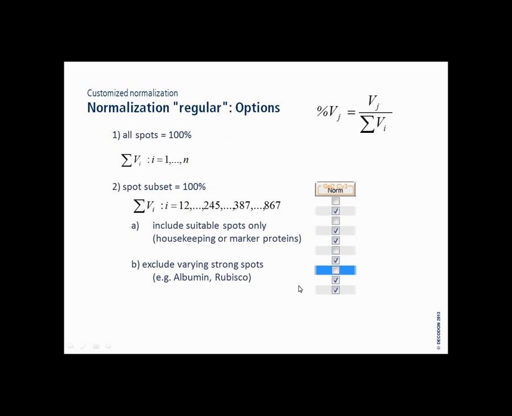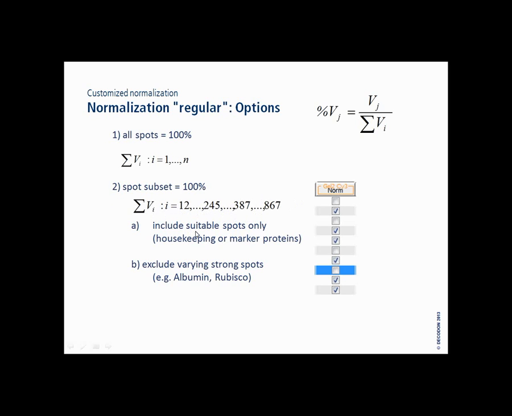There are some options, since sometimes you wouldn't like to have all spots as 100%. You would like to maybe just choose a certain subset to be 100%. That means the sum that you are taking to divide all spots by does not contain all spots, but a selected set of spots. Maybe just spot number 12, and then other spots, and spot number 245 again, and so on. So not just 1 to n, but selected spots.